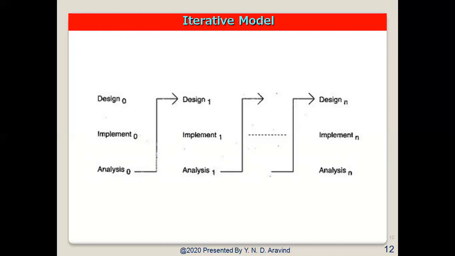Instead, the development begins by specifying and implementing just part of the software, which can then be reviewed in order to identify the further requirements. This process is then repeated, producing a new version of the software for each life cycle of the model. So in this model, when we work iteratively, we produce a rough piece in one iteration, then review it, and then improve it in the next iteration, and so on until it is finished.